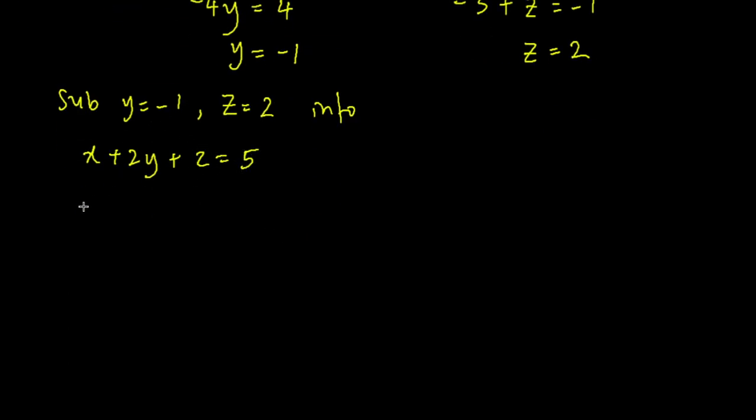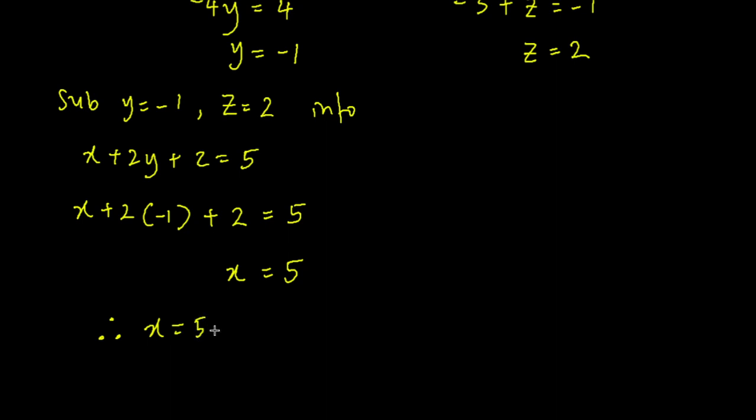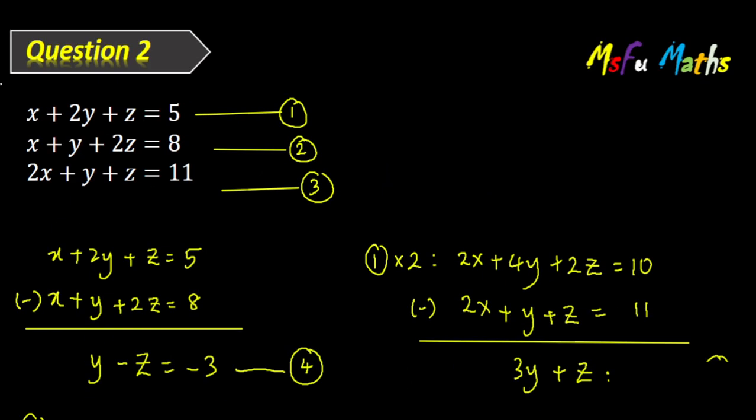Okay, substitute accordingly. x plus 2, y is negative 1, plus z is 2, equals 5. Oh, this is good, because 2 times negative 1 is negative 2, plus 2, isn't that 0? Right? So that is 0, so therefore your x equals 5. Then just make a conclusion. Therefore x equals 5, y equals negative 1, and z equals 2. Ta-da! Done. That's how you solve these simultaneous equations here.